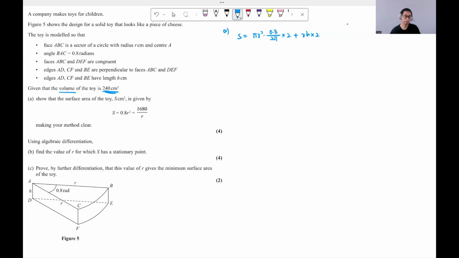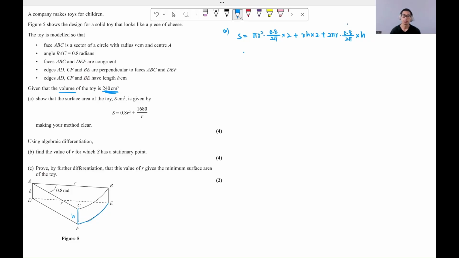So then all that is left is just CBEF, the curved part. The curved part is just like the cylinder. If you make it flat, that's just a rectangle. So then you just have to work out the arc length, which is what FE equals, and then you times by the height h. For FE, you can just do 2 pi r times 0.8 over 2 pi, and you times by the perpendicular height h, then that'll be the area of that rectangle if you make it flat.